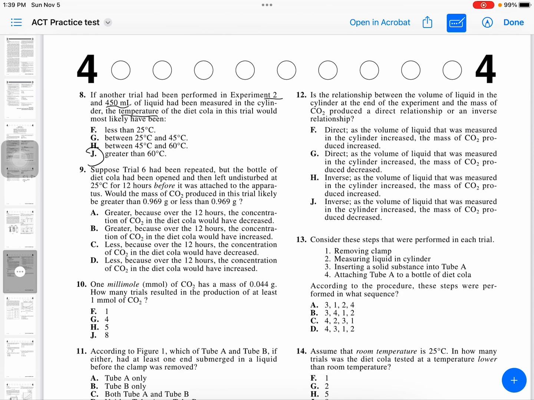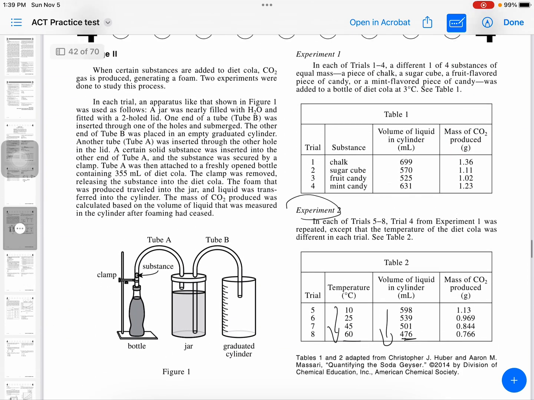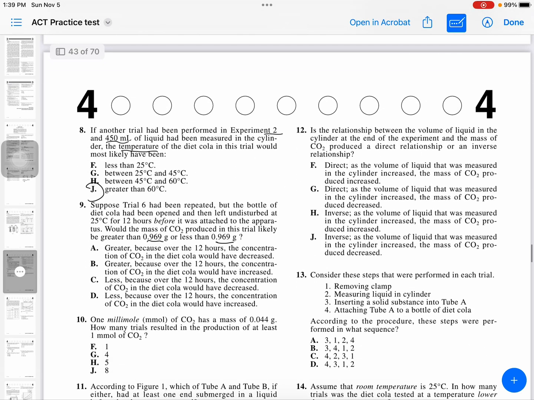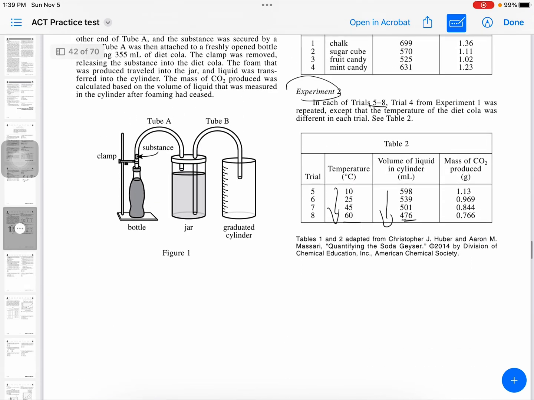Suppose trial 6 had been repeated, but the bottle of Diet Cola had been opened and left undisturbed at 25 degrees Celsius for 12 hours before it was attached to the apparatus. Would the mass of CO2 produced in this trial likely be greater than 0.969 or less than 0.969? Trial number 6 is in experiment 2. We're at 25 degrees Celsius, 25 degrees Celsius here.